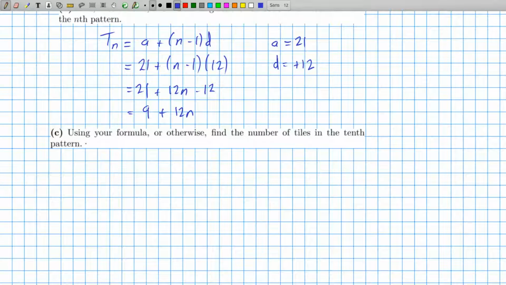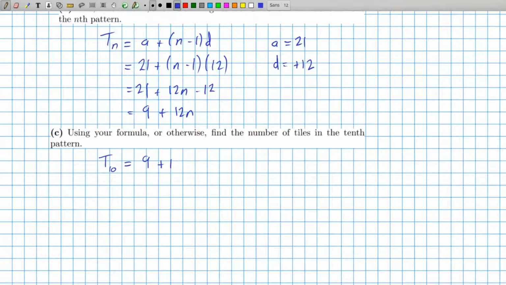In part C, we're asked to use our formula or any other method we want to find the number of tiles in the 10th pattern, so that is essentially T10. Now, of course, it is possible to just take the 5th pattern and then add on 12, and add on 12, and add on 12 and keep going that way. I'm going to use the formula that we just generated because otherwise, what's the point in generating the formula if we're not going to use it?